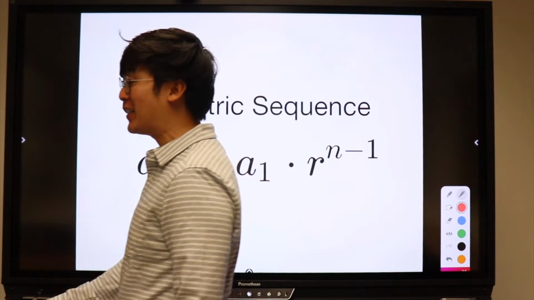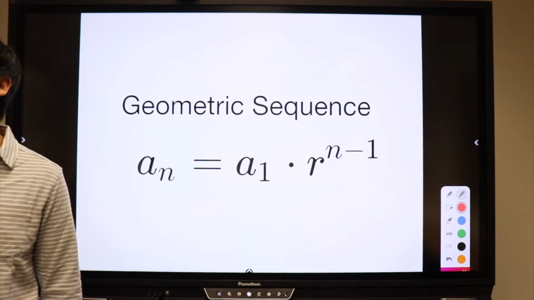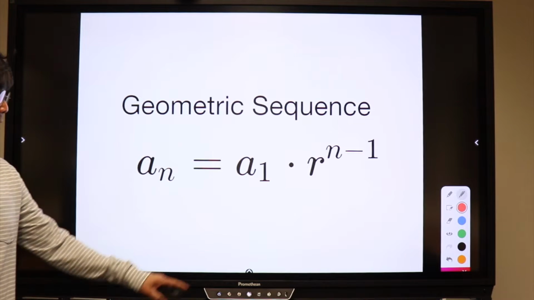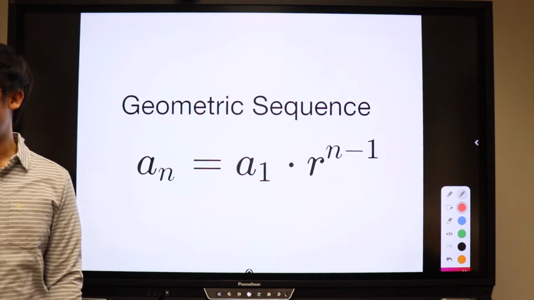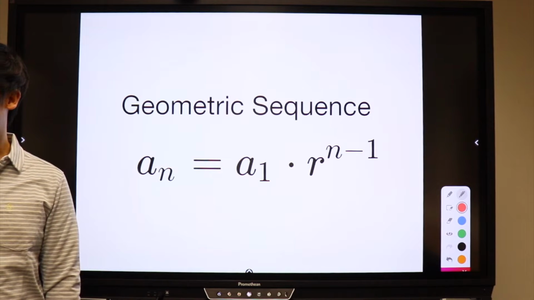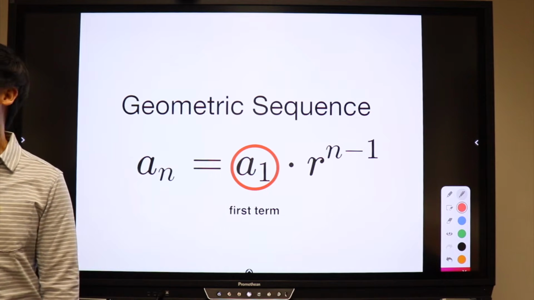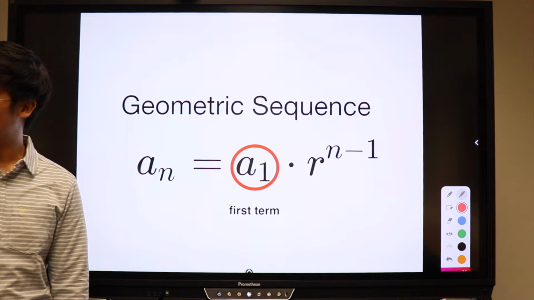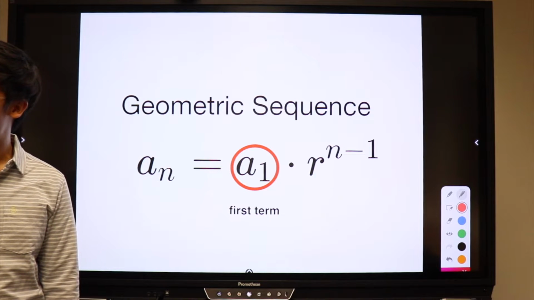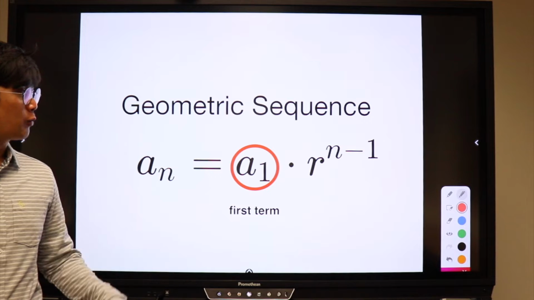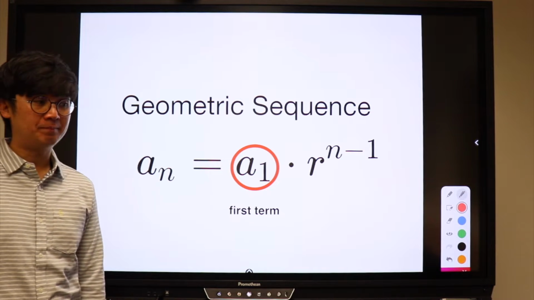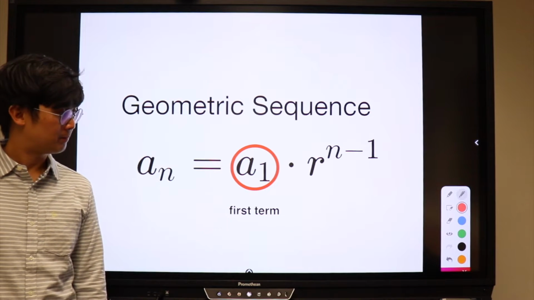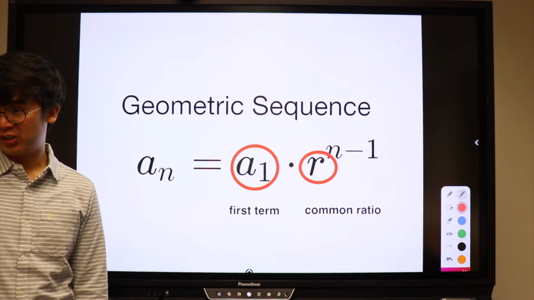Alright, so the first thing that you need to know, of course, is to understand the formula. What do you think is a sub 1 in this formula? The first term. That is the first term, and it's still going to be the same symbol, but we have a new symbol here, r, and that is the common ratio.